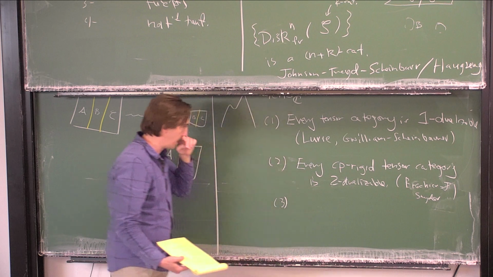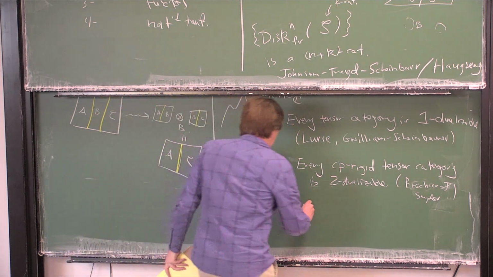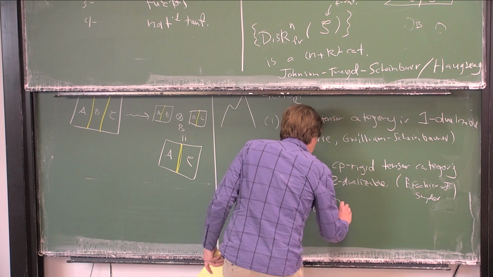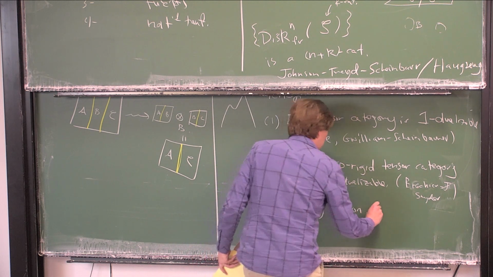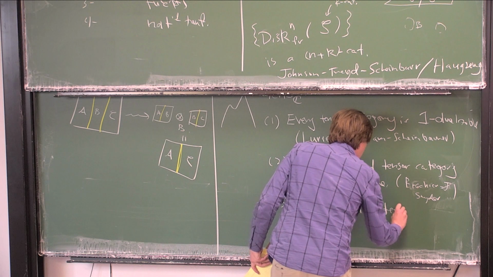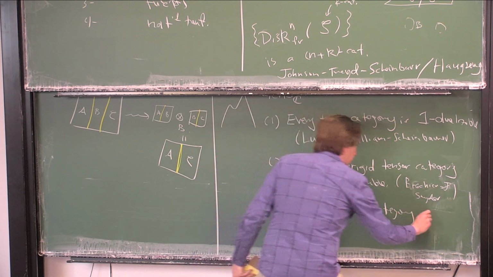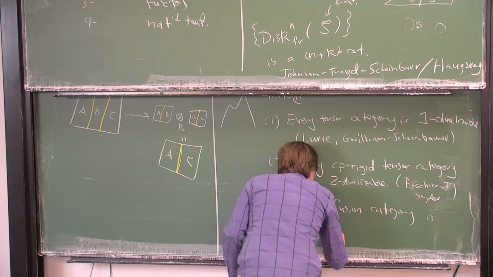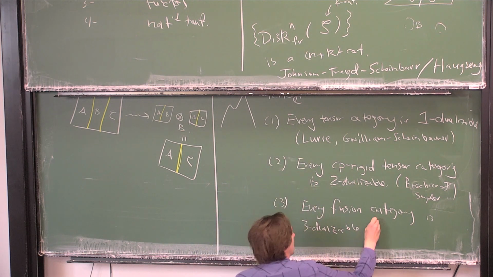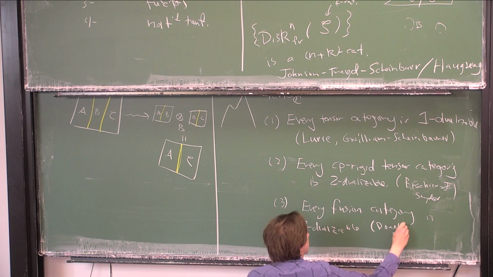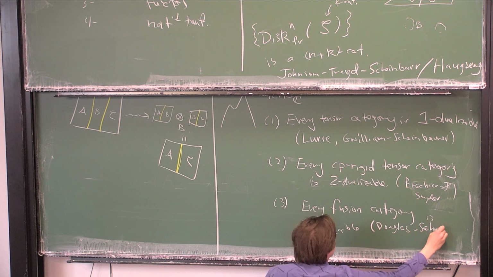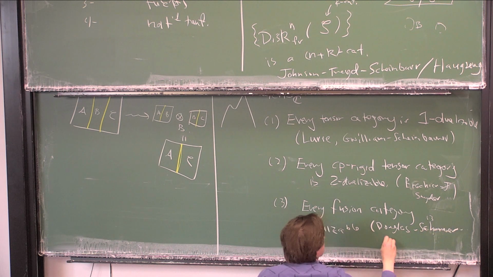And then the full dualizability result is that every fusion category is 3 dualizable. And this is Douglas, Schommer-Pries, and Snyder. That's one person, Schommer-Pries, and Snyder.